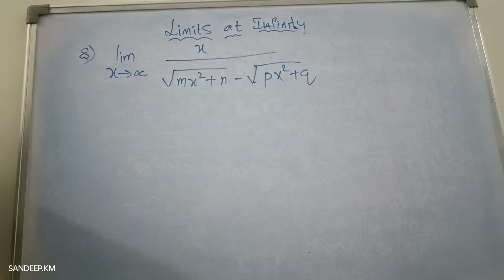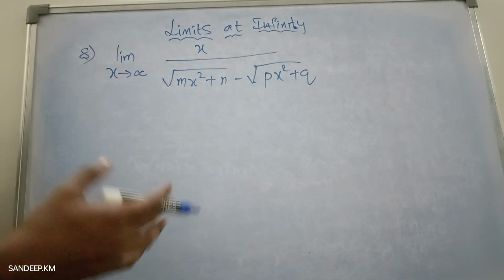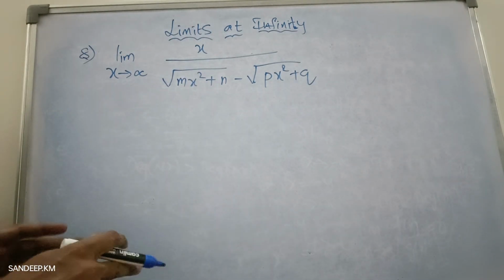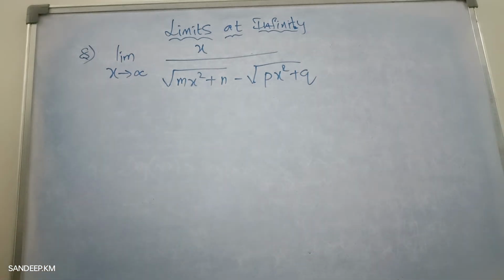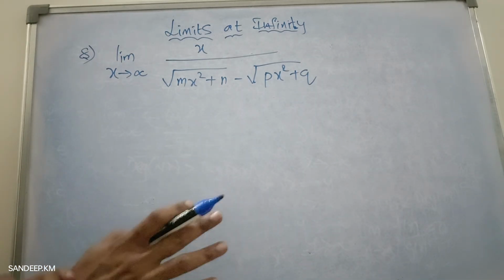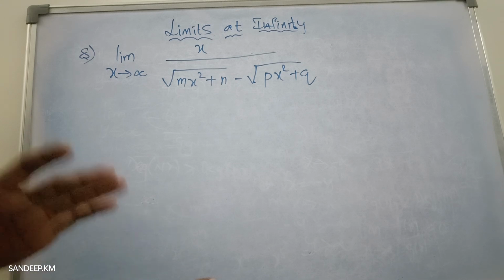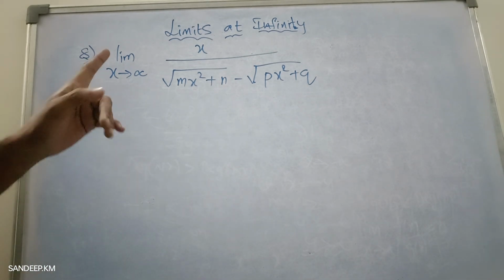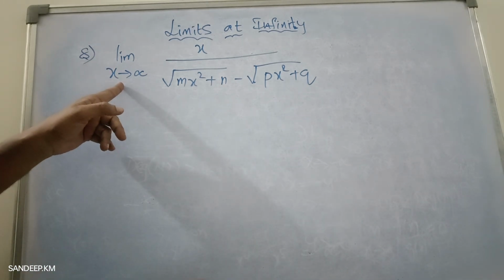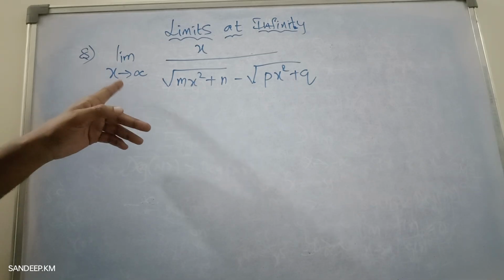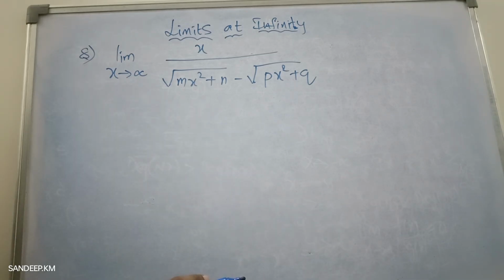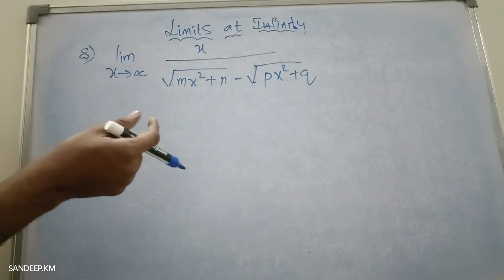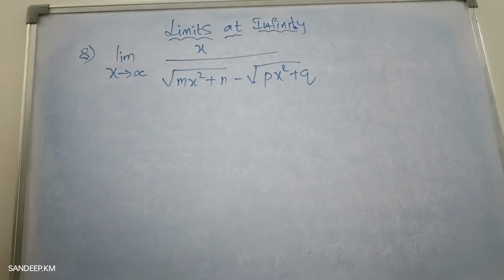Here is a question: limit x approaches infinity, numerator by denominator, and the moment students see this question, directly they'll start rationalizing the denominator. But please wait, we should not hurry up. If you think peacefully, okay na, this is a question. What kind of question is it? Limits at infinity. Here x is not approaching 0 or some kind of finite number. So how I'm going to solve this question, that's important. Observe carefully. Limits at infinity, right?